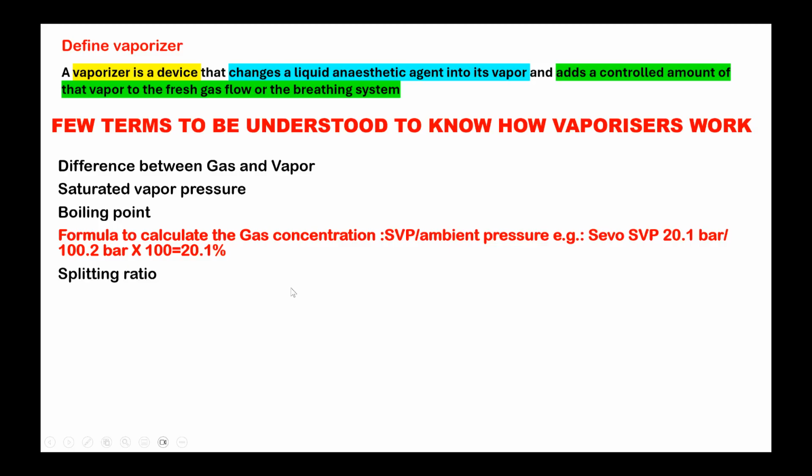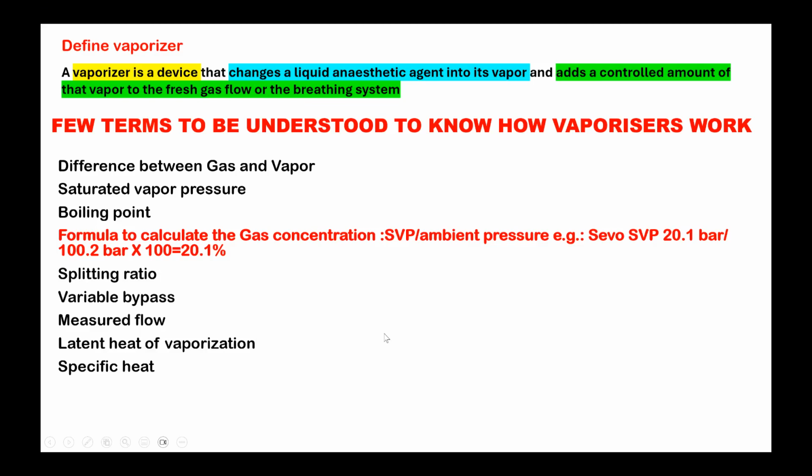You must know what is splitting ratio. You must know what is variable bypass. You must know what is a measured flow. You must know what is latent heat of vaporization, and you must know specific heat and thermal conductivity. These are all the terminologies that you should be able to understand the vaporizer's function.